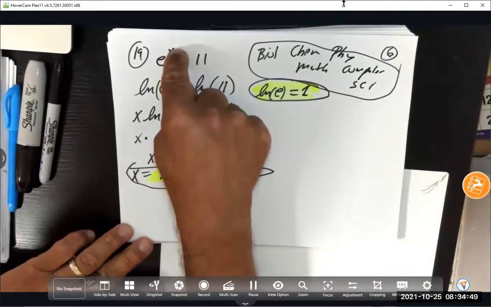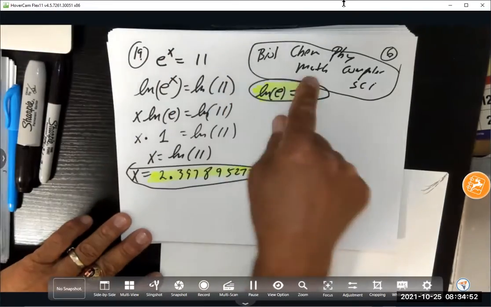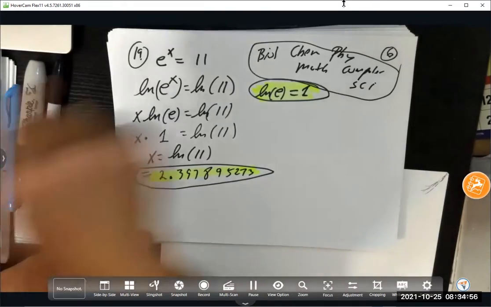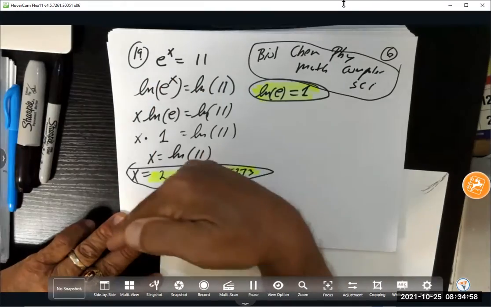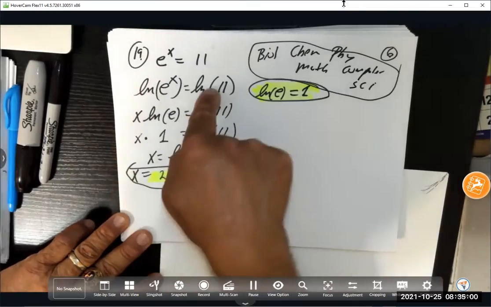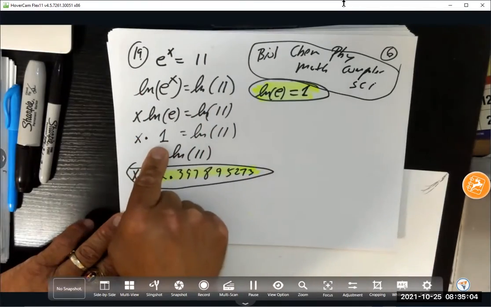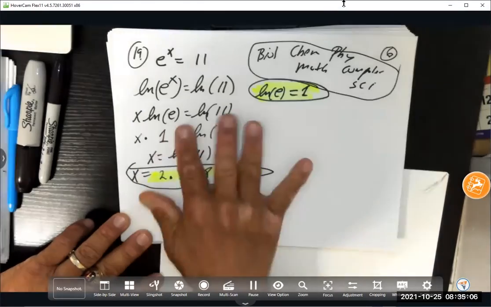E to that is just something that they're using in biology, chemistry, physics, calculus classes. But all we need to know is, how do I solve for it? ln of e is 1. That's all you need to know, just this part right here. Does that make sense? Let me do some more like these.